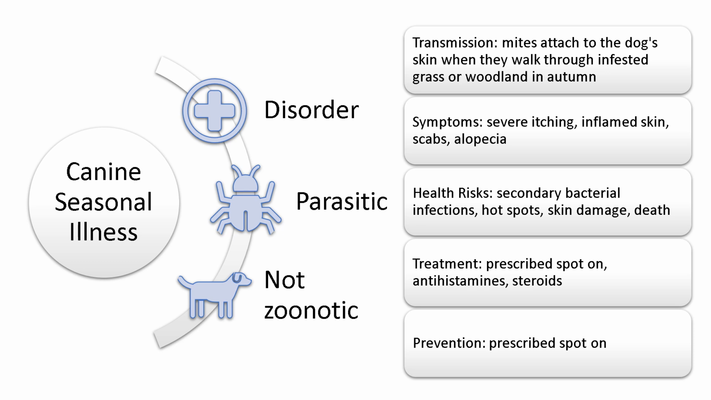Treatment typically involves prescribed topical treatments such as anti-itch creams, sprays, or medicated shampoos to soothe the skin. Oral antihistamines or steroids may be prescribed by the vet to control itching and inflammation. Some topical spot-on treatments are also effective at killing harvest mites. Regular bathing with soothing shampoos to remove mites and alleviate itching can be advised by the vet. Preventing further exposure by keeping the dog out of infested areas, especially during peak harvest mite seasons.